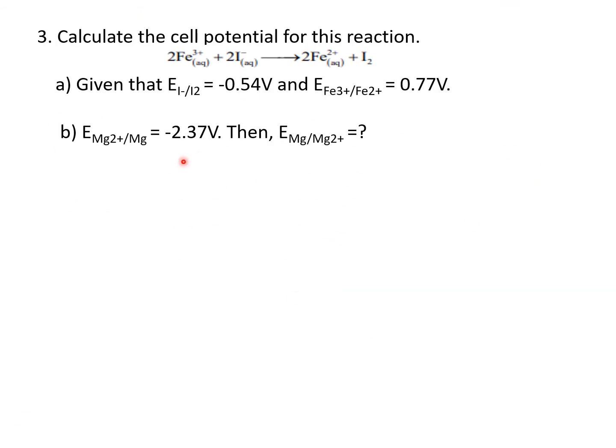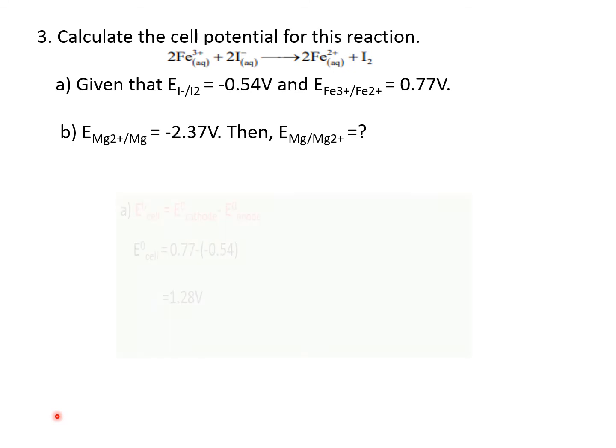Okay, we will see the third sum. Calculate the cell potential for this reaction. Cell potential they are asking. This is the reaction. What is the data given here? Iodine electrode potential is given, iron electrode potential is given, and another one, magnesium reduction potential, is given. They are asking for the reverse of that. This is the reduction reaction, and they are asking for the electrode potential for the oxidation reaction.